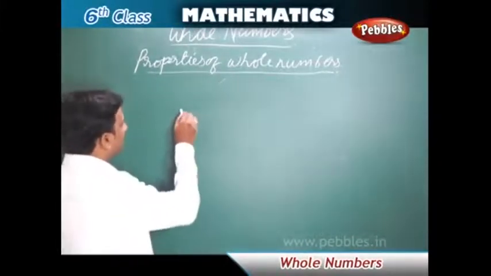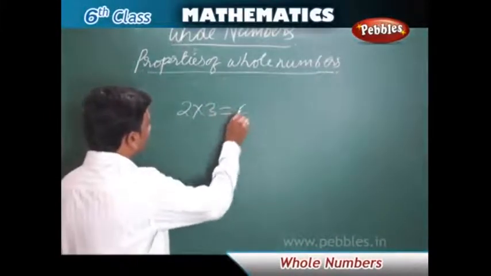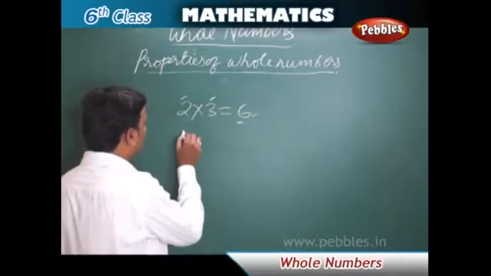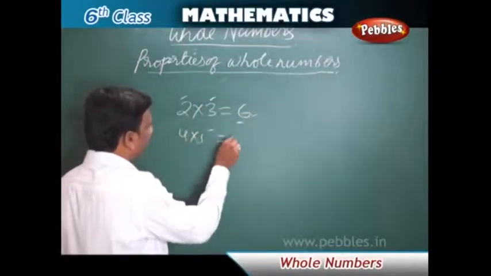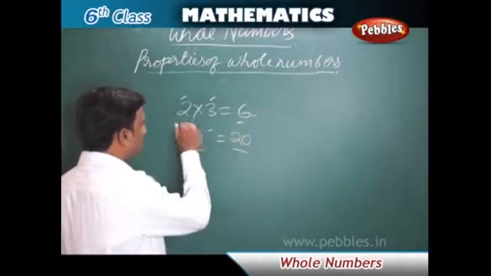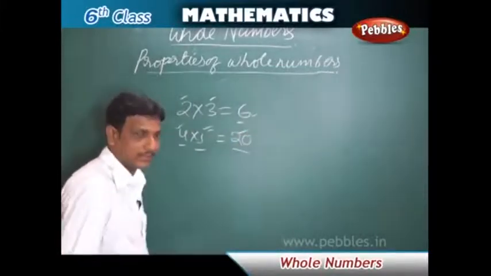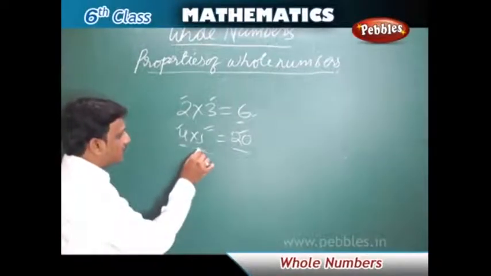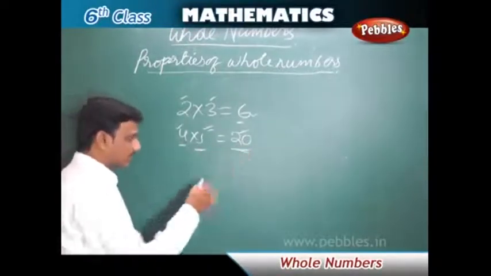Now let us see another one. 2 into 3 is 6. 2 is a whole number, 3 is a whole number and 6 is a whole number. 4 into 5 is 20. So here also all the 3 are whole numbers. So here the product, or the multiplication, of any 2 whole numbers gives rise to a whole number.